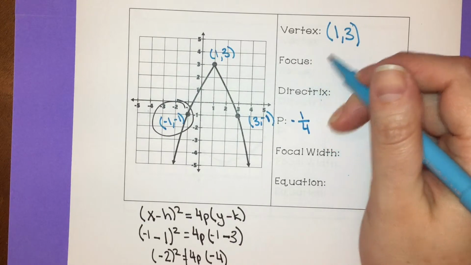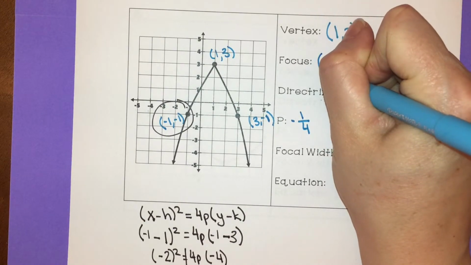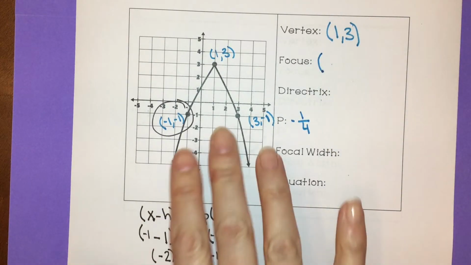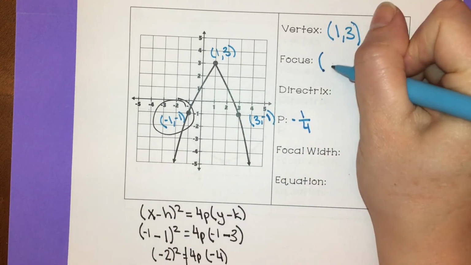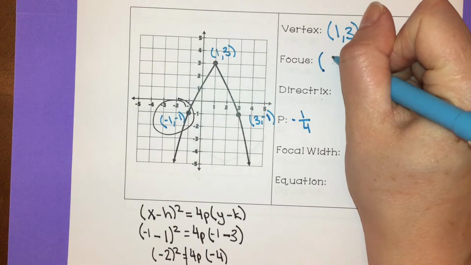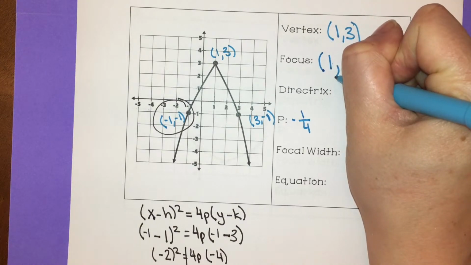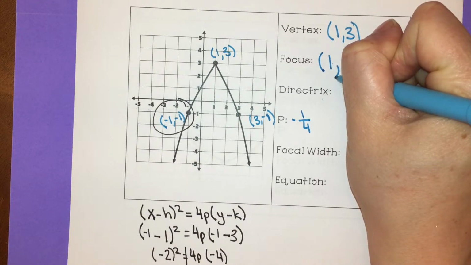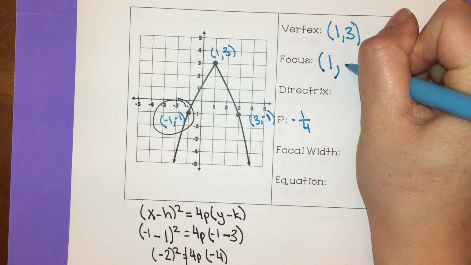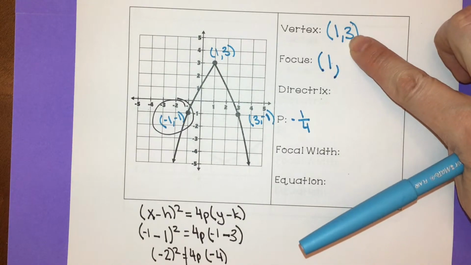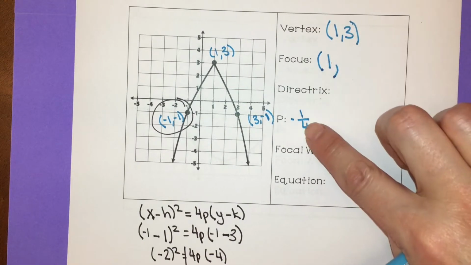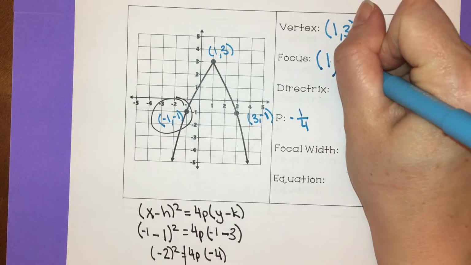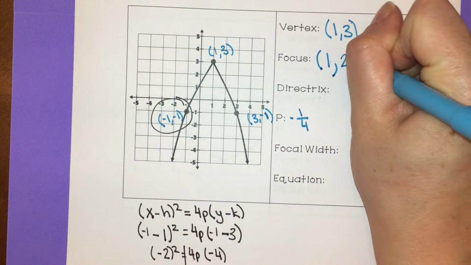All right. So then I'm going to look at my focus next. So I know the focus, when it's in this form, I'm going to take the x coordinate of the vertex, and then for the y coordinate of the focus, I have to take the y coordinate of the vertex plus the p-value. So 3 plus -1/4 is 2 3/4.